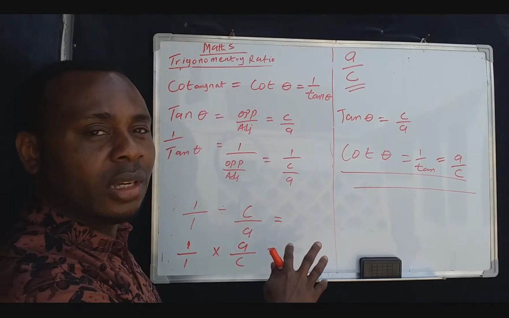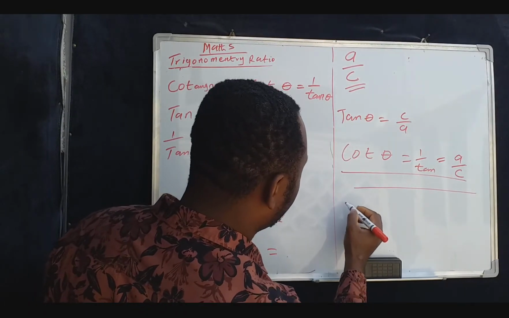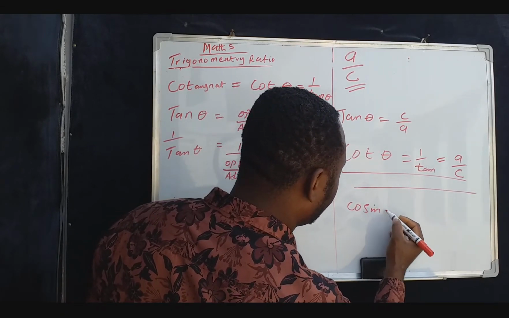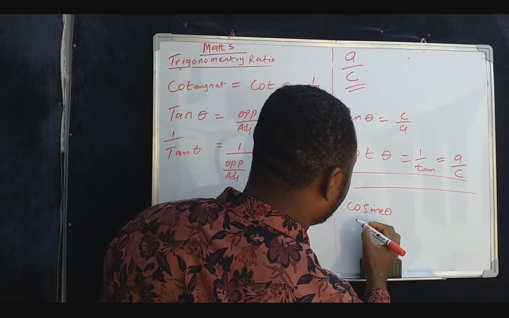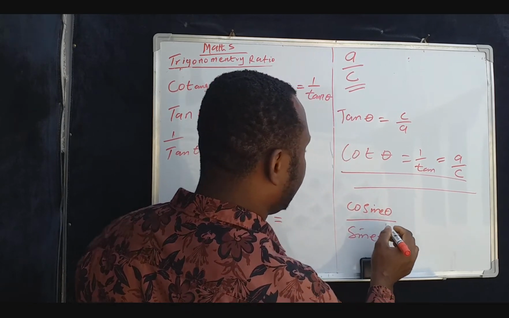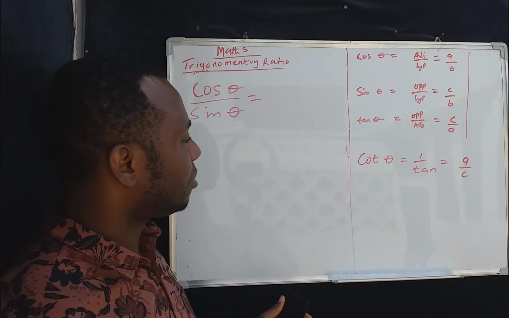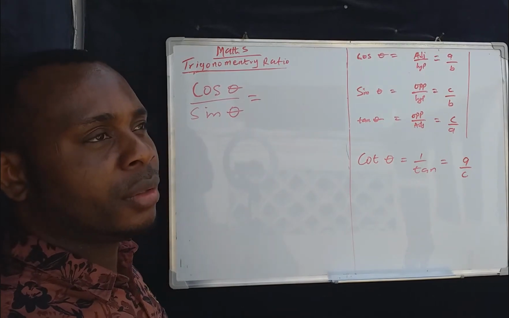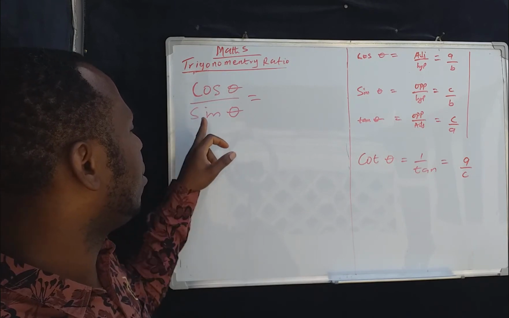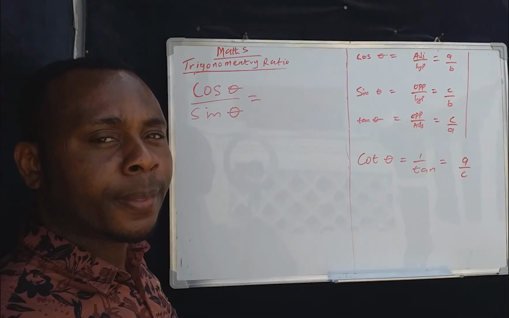But we're going to prove the relationship between cosine theta and sine theta. This is what we're going to prove now. We are back. So before we ended the last video, this is what we said we're going to find: cos theta over sine theta, the relationship between the two of them. So let's go.